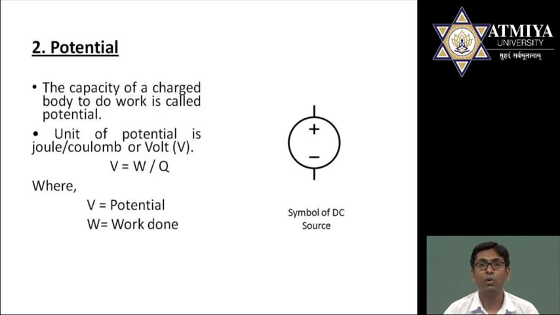So now let us go towards the next definition, that is of potential. It is the capacity of a charged body to do work. The unit of potential is volt. So equation is V is equal to W by Q, where V is potential.